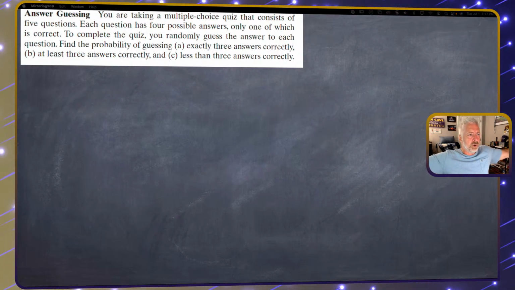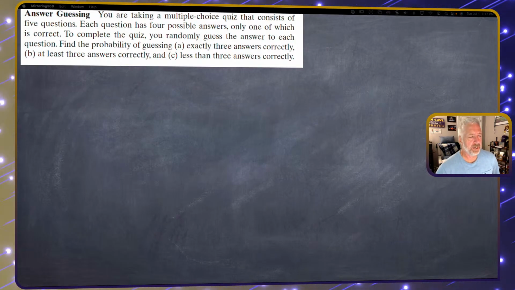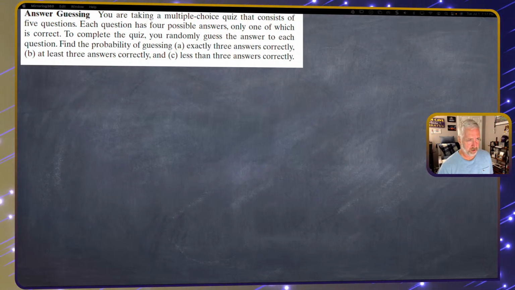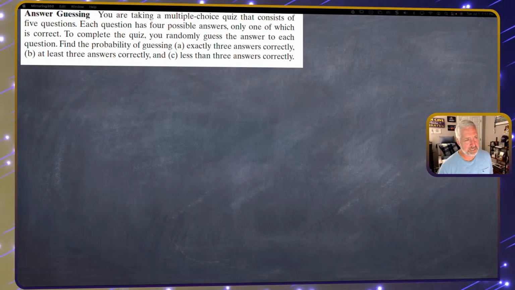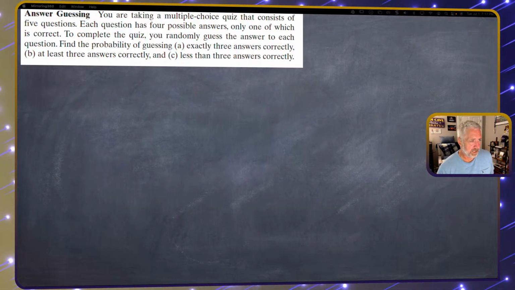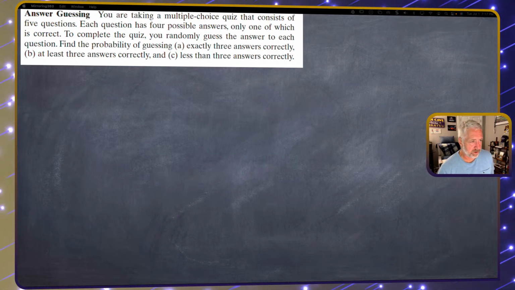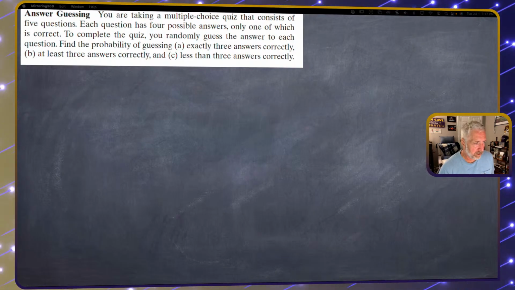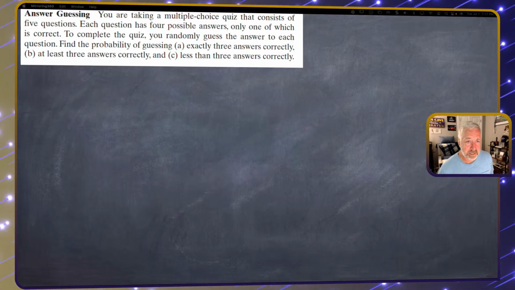So you are taking a multiple choice quiz that consists of 5 questions. Each question has 4 possible answers, only one of which is correct. To complete the quiz, you randomly guess the answer to each question. Find the probability of guessing exactly 3 answers correctly, at least 3 answers correctly, and less than 3 answers correctly. Okay. So first of all, what type of probability distribution is this?